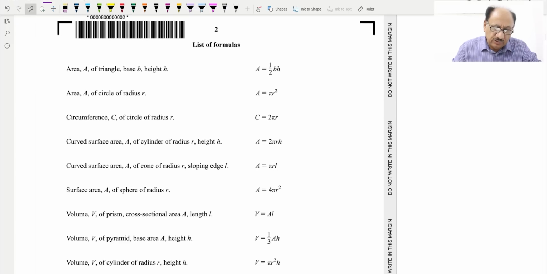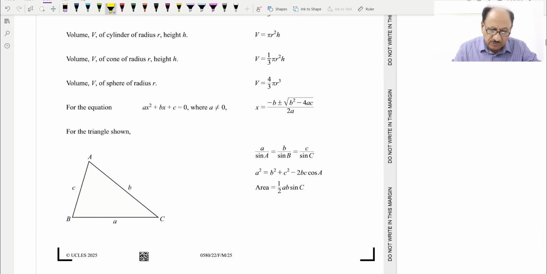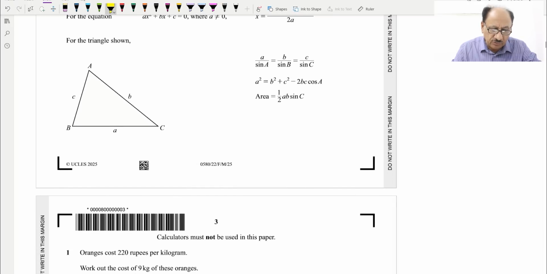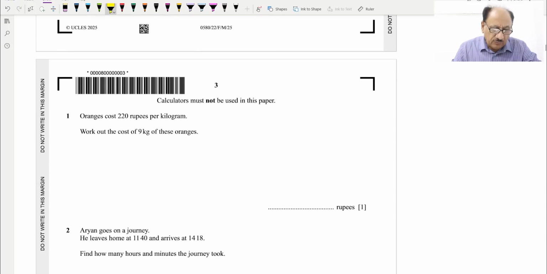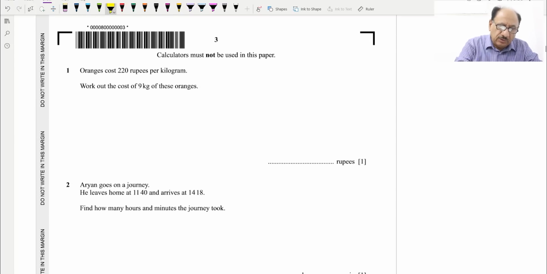And for the formula sheet, they have provided this list of formulas. You can go through this, and whatever rest of the formulas you need, you have to memorize. Now, question number 1, they are saying calculators must not be used in this paper.